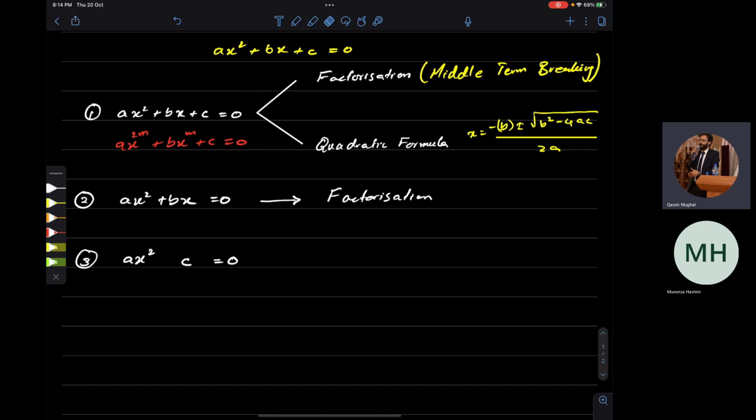That's not there. It won't be plus c. It will be basically minus c all the time. I'll tell you the reason in a minute. We'll be doing a type of this question in a while.